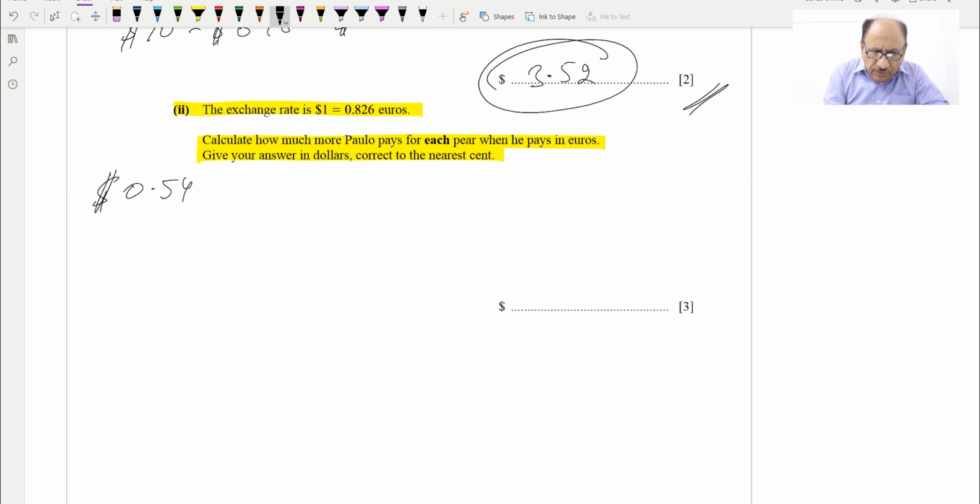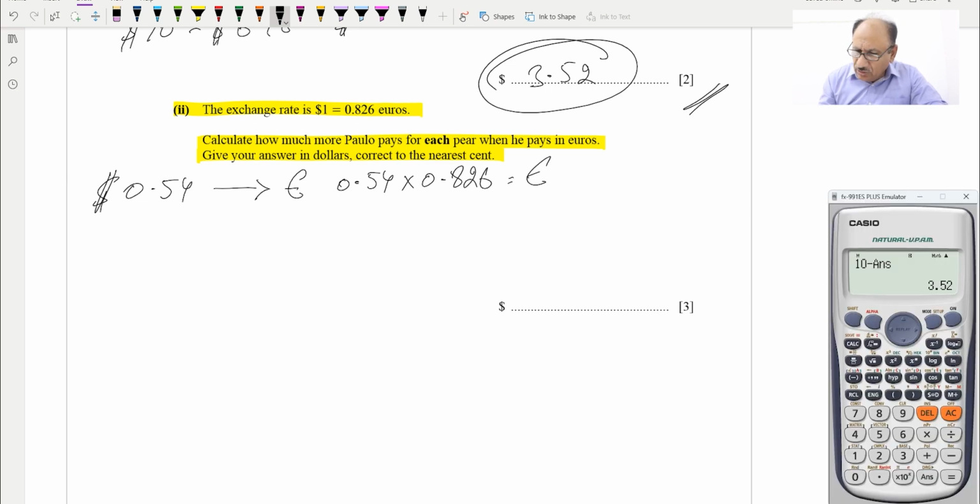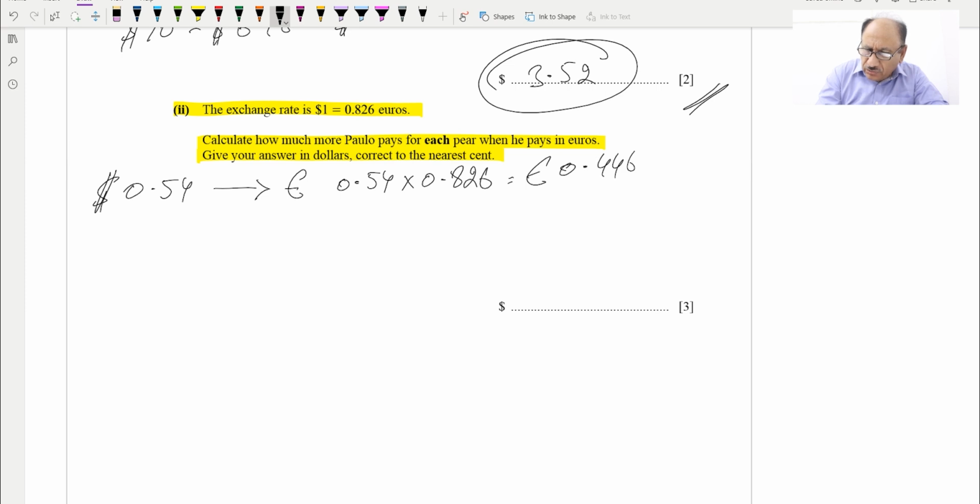So we will be converting into euros. We need to change this into euros, and this will be 0.54 multiplied by the conversion 0.826, and we will get the amount in euros. This will be 0.54 multiplied by 0.826, and this is equal to 0.44604. So 0.44604, this will be in euros.